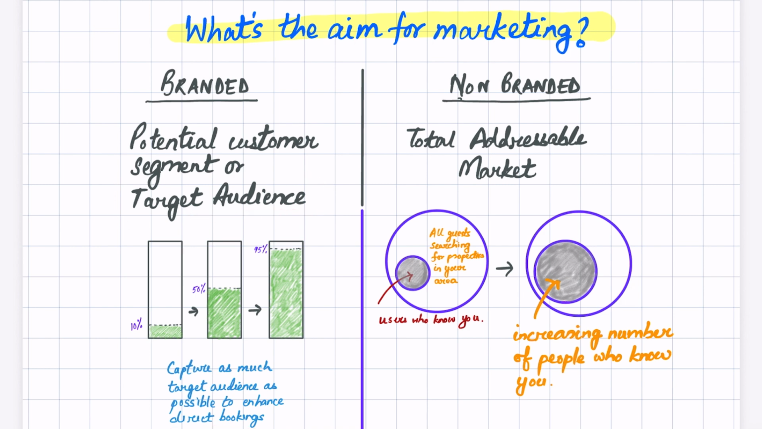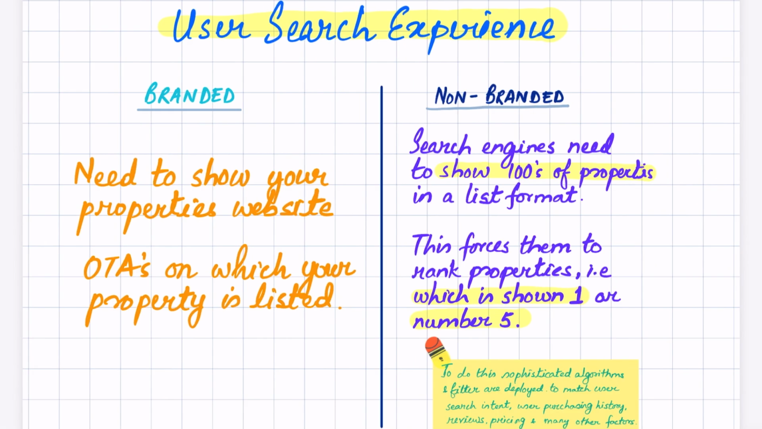On the other hand, for a non-branded query, this larger circle here is all the guests who are searching for properties in your area. A small subset of that are the users who know about you. The aim for marketing in the non-branded search category will be to increase the number of people who know about you. Now that we understand the aim for marketing, let's try and understand the user experience when they are searching for branded terms and non-branded terms.